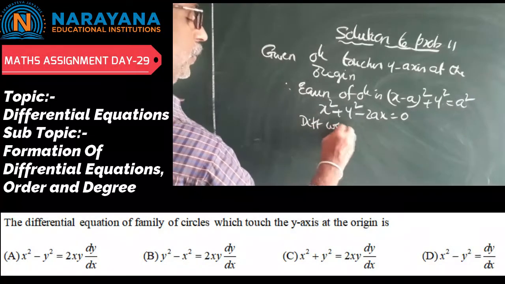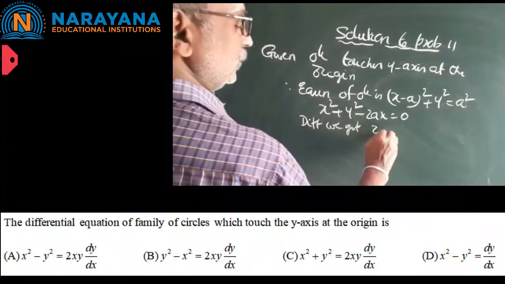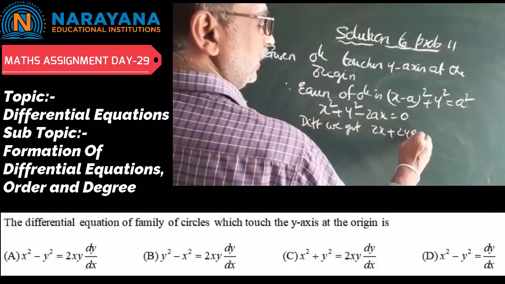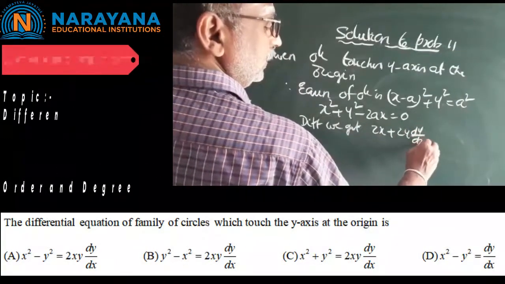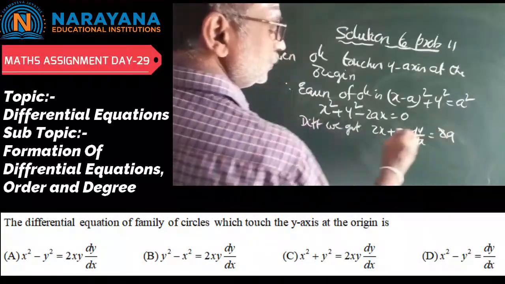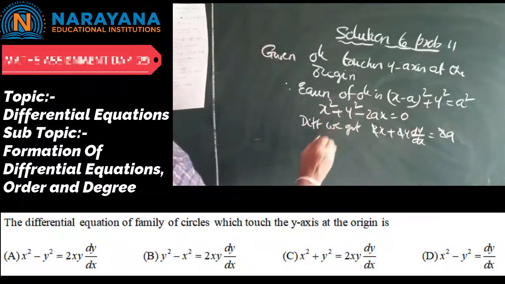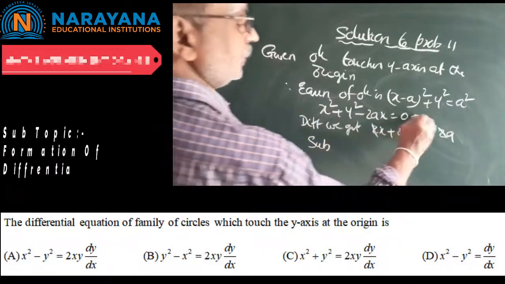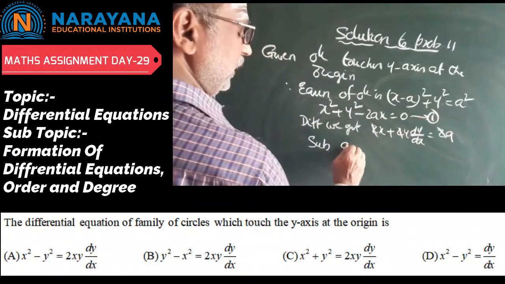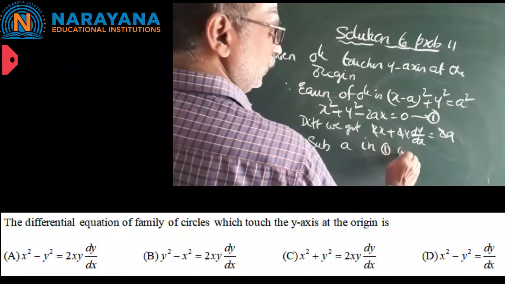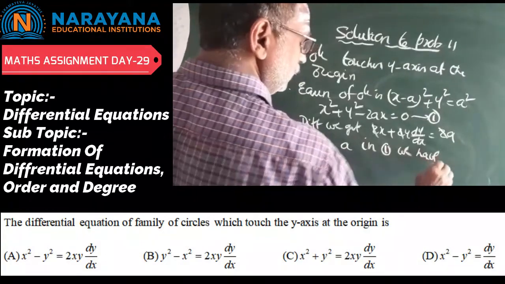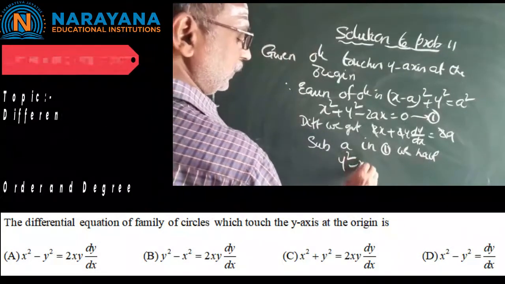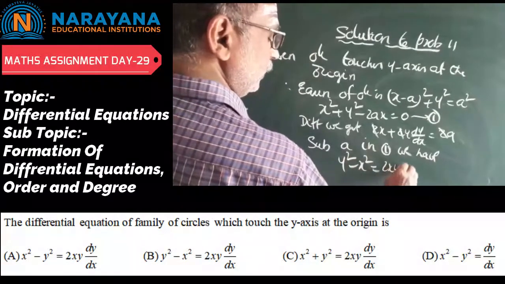Differentiating, we get 2x plus 2y dy by dx equal to 2a. Now substituting a in the equation, say this is 1. Substituting a in 1, we have y square minus x square equal to 2xy dy by dx.